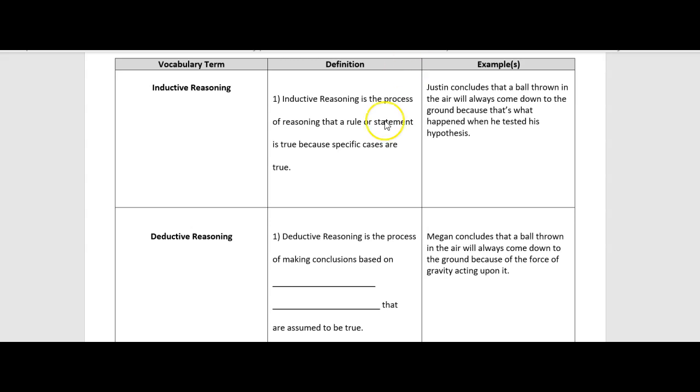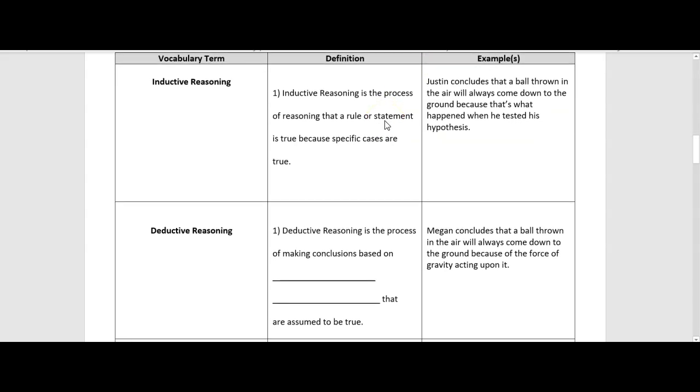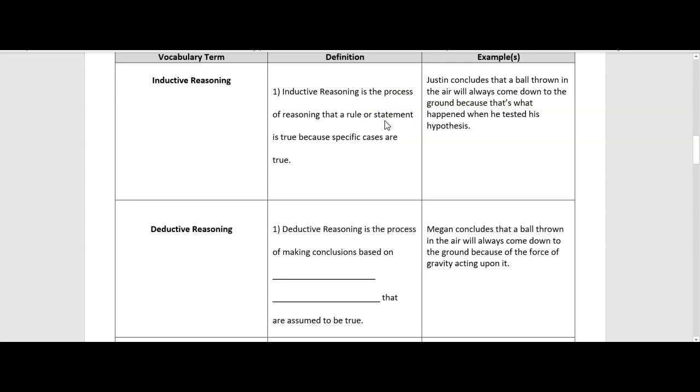Deductive reasoning, right? A little bit different. Deductive reasoning is the process of making conclusions based on general premises that are assumed to be true. You can think of this as making your conclusions based on facts that you know. This doesn't require you to do any experiments or to observe anything yourself. You can base your conjecture on what you already know, so prior knowledge.